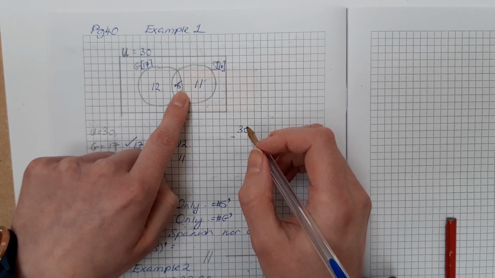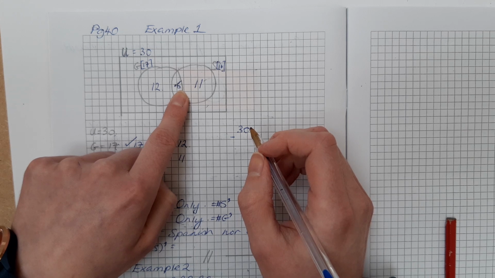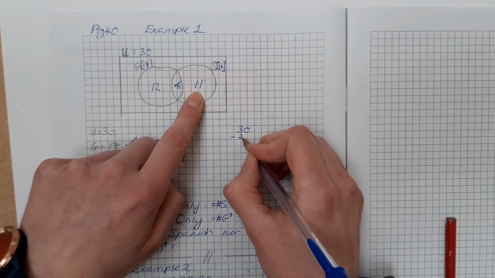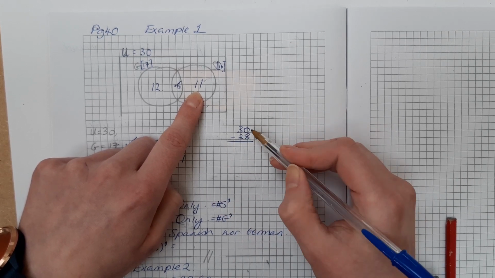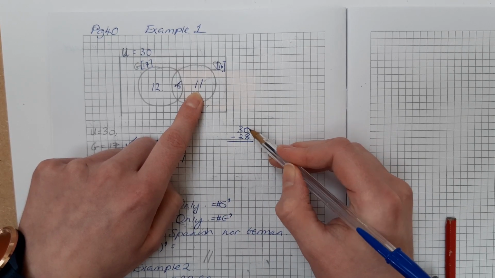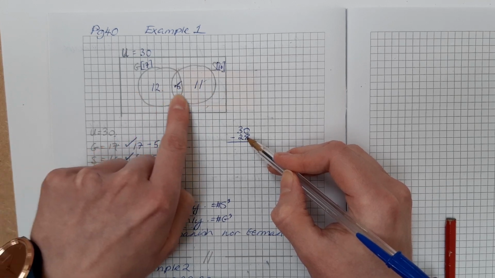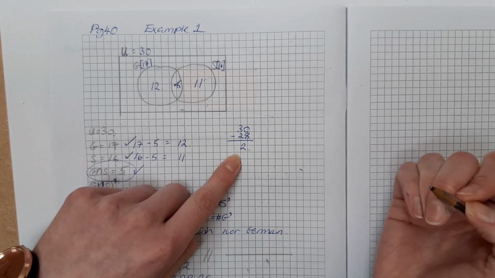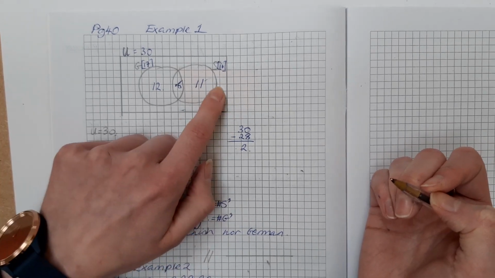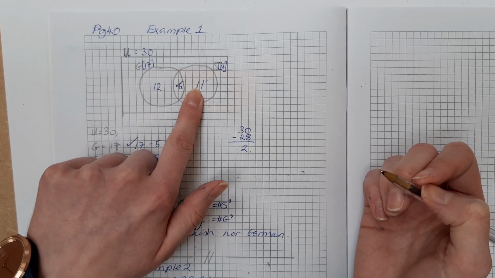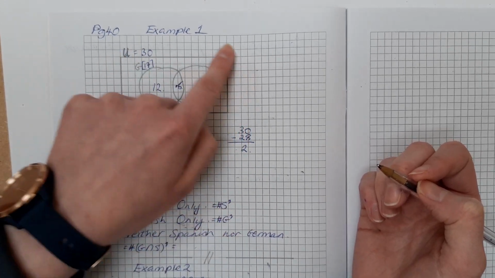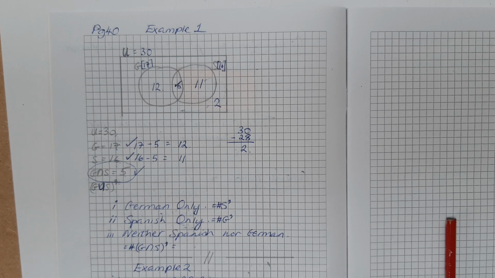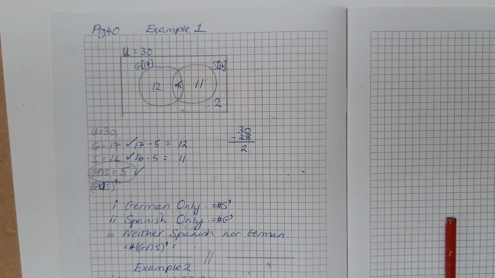12 and 5 is 17. 17 and 11 is 28. So there's 30 people in the class. There's 28 people accounted for. There's 2 people left. And those 2 people mustn't study any of those subjects. So if they don't, but they're in the class, put them on the outside of the 2 circles, and that is the question done. Now we have to answer the questions.